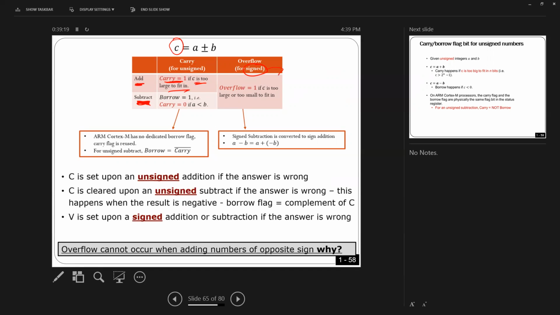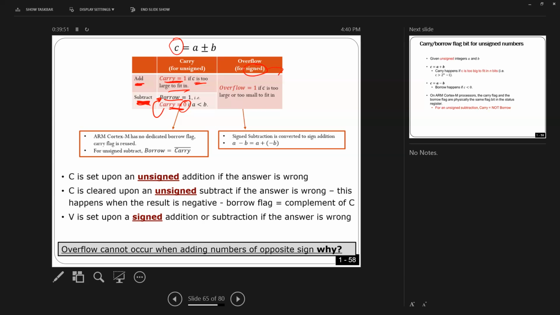In this case, if there is a borrow, if you do the calculation, you will find the carry flag actually is 0. So we need to flip the carry flag in order to know if there is a borrow or not. I think it's done automatically by the hardware anyway. If you do the calculation by hand, you will find if there is a borrow, the carry is 0. So they are opposite of each other.